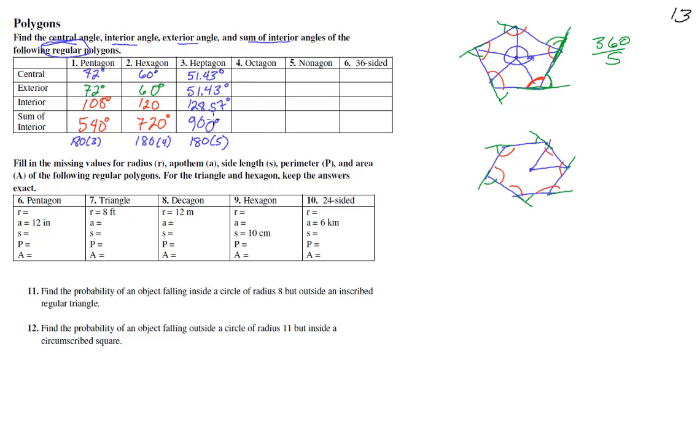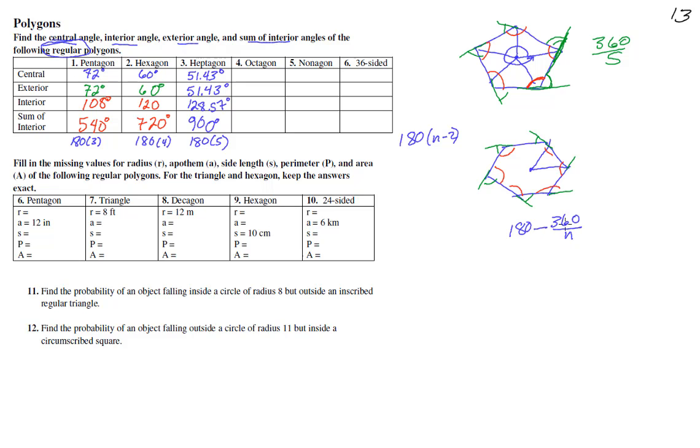This is going to be 180 times 6 to get the sum of the interior angles. And in general, the formula is going to be 180 times the number of sides minus 2. I want to go through a little bit of a derivation of how this happens. To get the exterior angle, we take 360 divided by the number of sides. And to get the interior angle, we take 180 minus that.